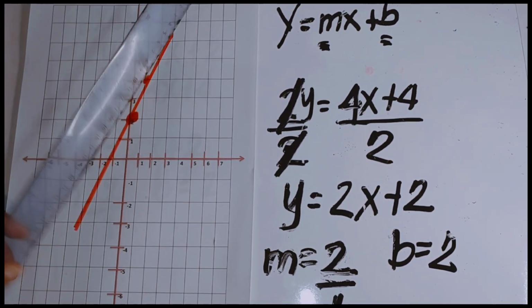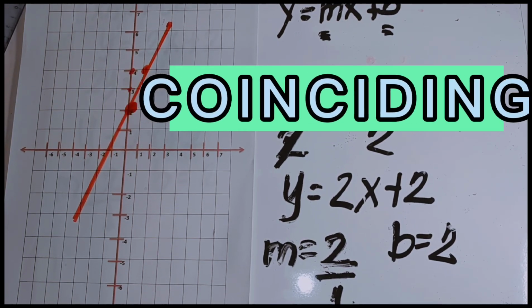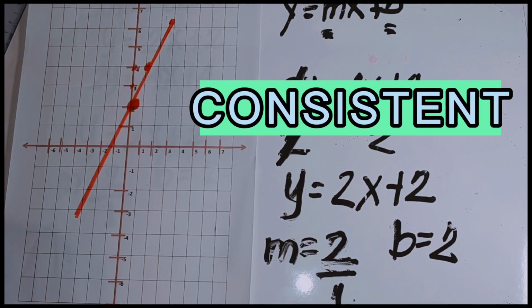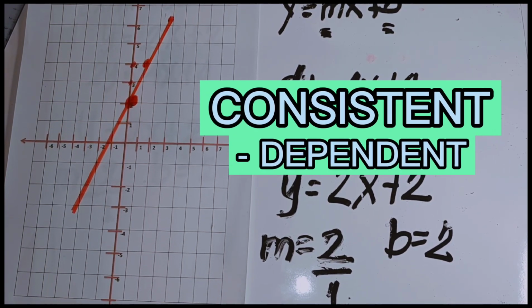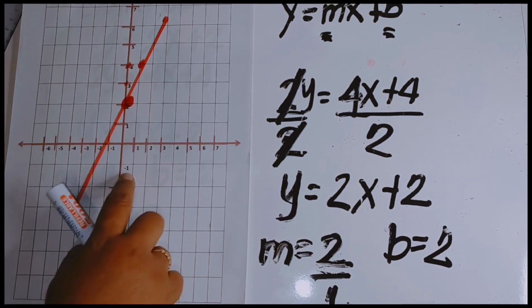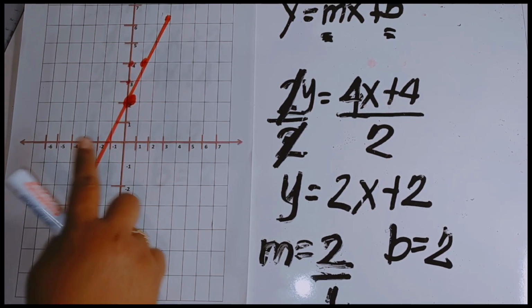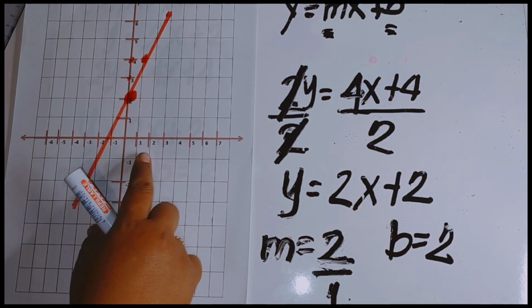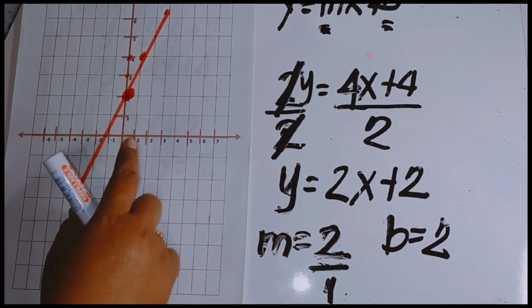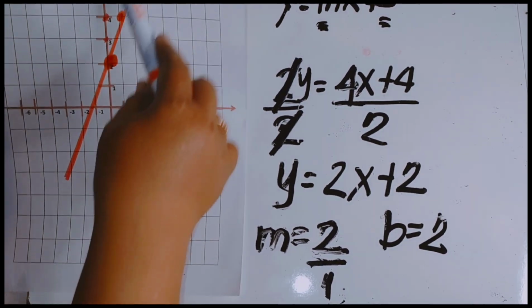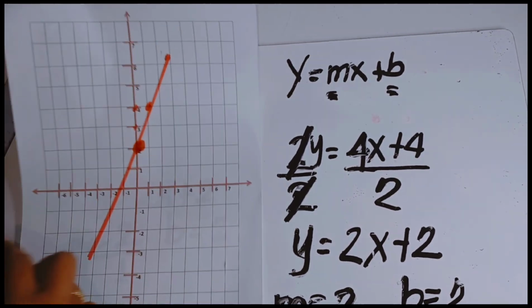So, yan ang example ng tinatawag nating coinciding line or consistent dependent. So, ibig sabihin, isang line lang ang makikita natin sa isang Cartesian plane kasi magkapatong lang sila. So, this is consistent or has solution. So, ito yung tinatawag natin na graph na iisa lang. So, that is coinciding lines.